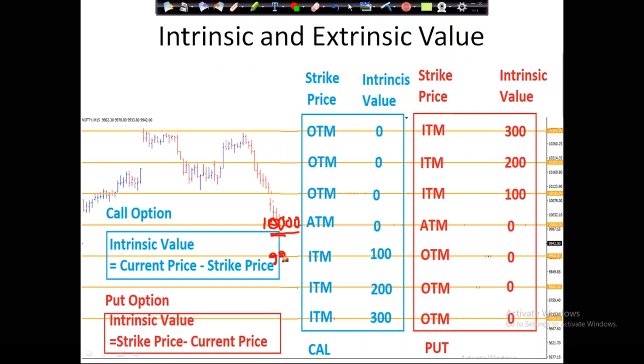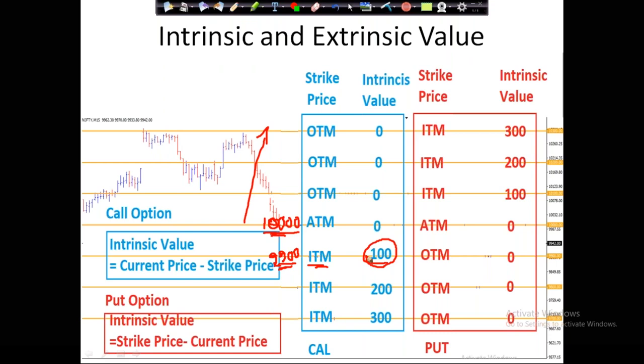Now next, here you can see in this area this is 9,900. All right, so when we deduct from current price to the strike price, so we are buying this strike price, suppose. All right, so suppose I have a bullish view and we are expecting price will go up, but I want to buy in the money. When I buy in the money, you can see 10,000 minus 9,900, that is 100.